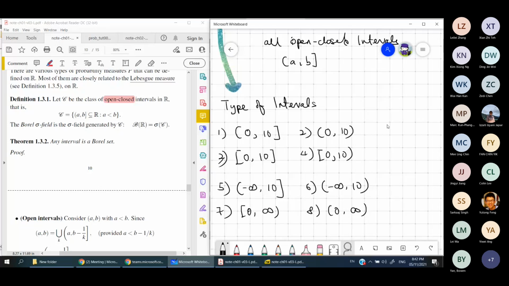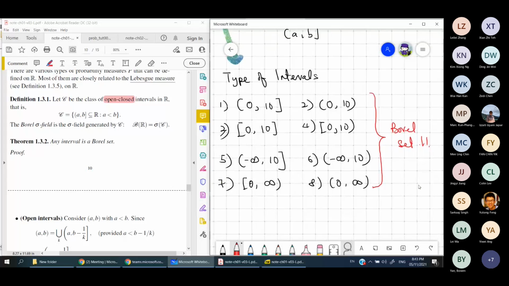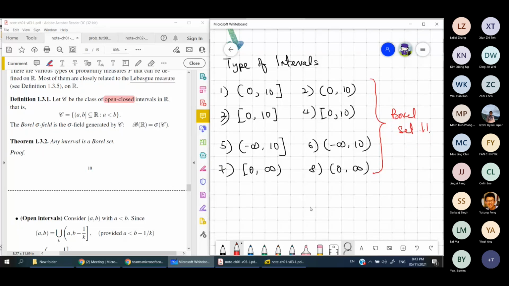Now, according to our theorem, any interval is a Borel set. So that means all these are Borel sets. From here you can see we can actually have a lot of Borel sets. Any interval will be a Borel set. So how to do this? Let me verify some of them with you, and the remaining I leave to you. Let's do the checking.